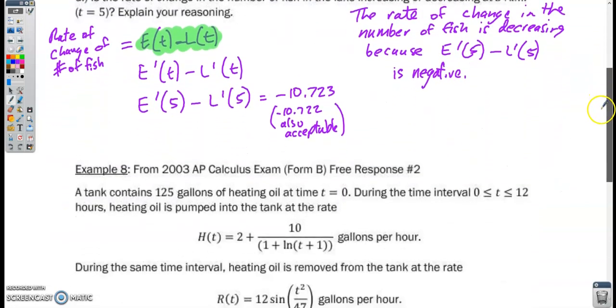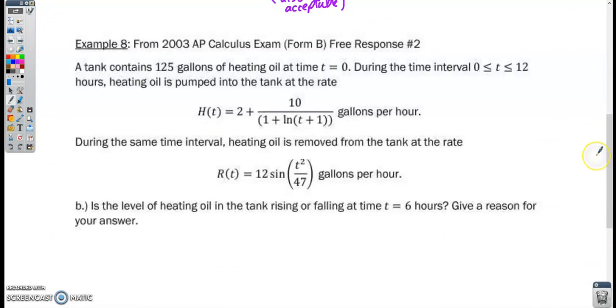All right. And example 8, from the 2003 AP Calculus exam Form B, free response number 2. A tank contains 125 gallons of heating oil at time t equals 0. During the time interval from 0 to 12 hours, heating oil is pumped into the tank at the rate H of t equals, and then the given function. During the same interval, heating oil is removed from the tank at the rate R of t equals, again a given function. Is the level of heating oil in the tank rising or falling at time t equals 6 hours? Give a reason for your answer.